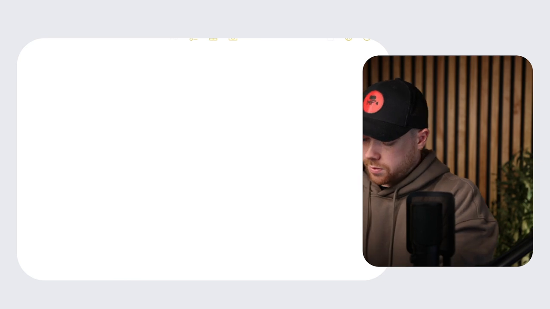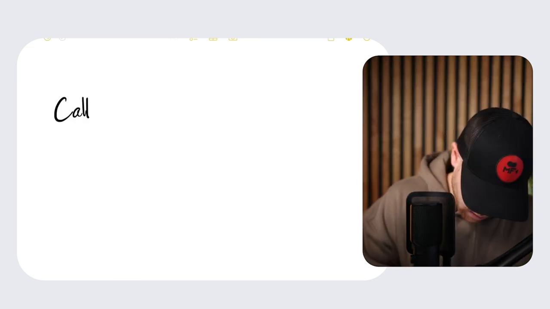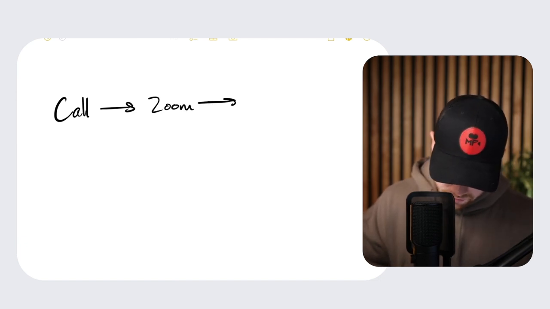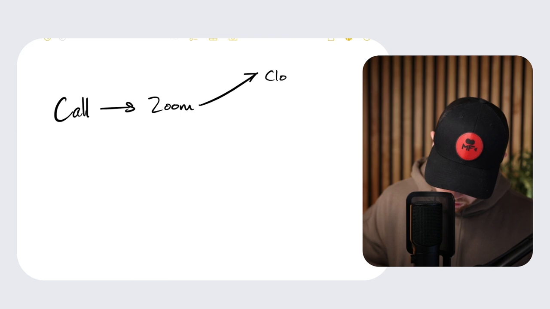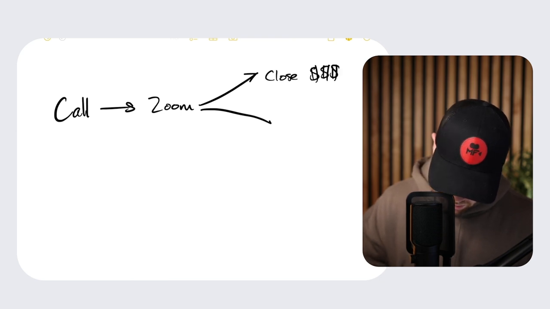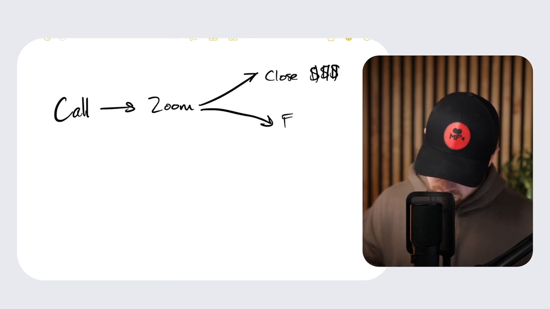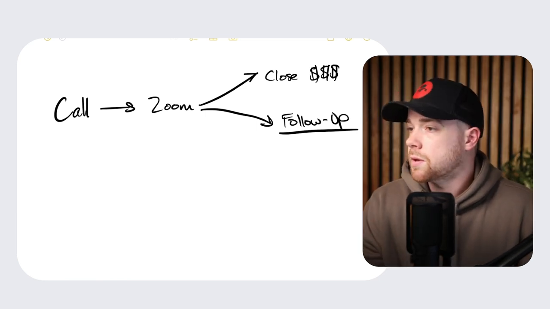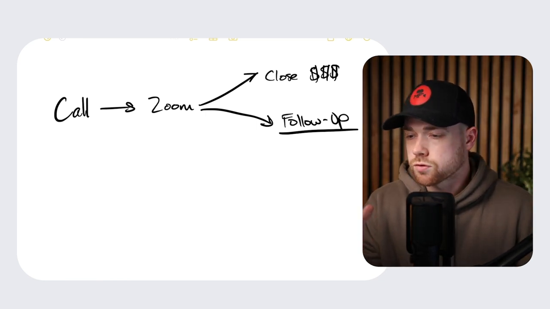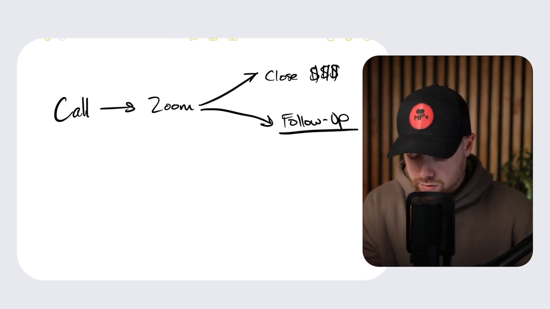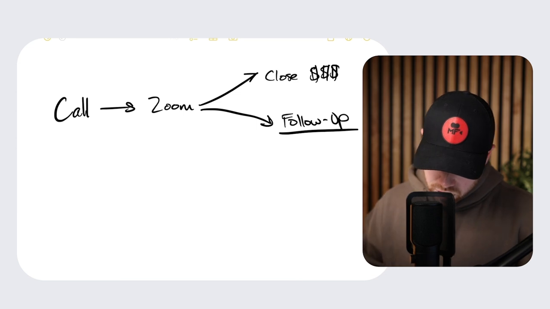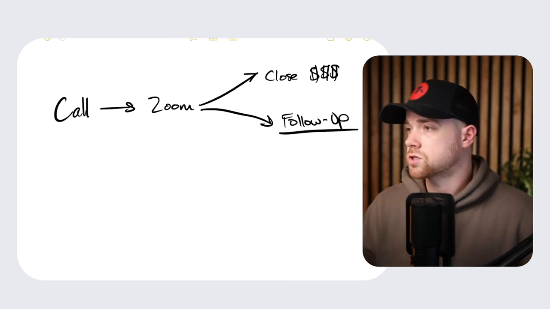So let's talk about what typically happens. Typically, you're booking calls, they get on Zoom with you, right? And then one of two things happens. Either they close and they pay you money, or they don't close and you have to do follow-up. Now, the problem with the follow-up is that a lot of times they haven't put any sort of commitment down, so it's a little bit difficult to get them over the line because they haven't put any sort of payment down. You're basically chasing leads that have not paid you anything, which is the big problem.